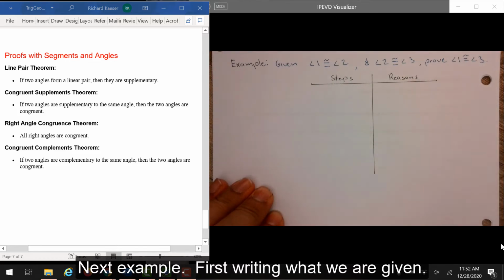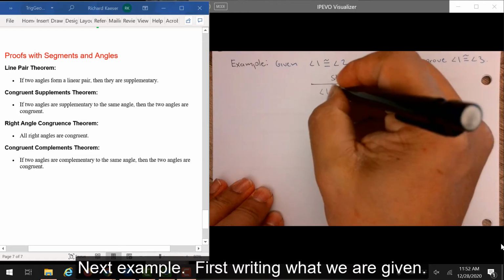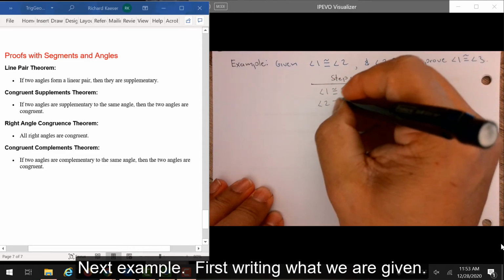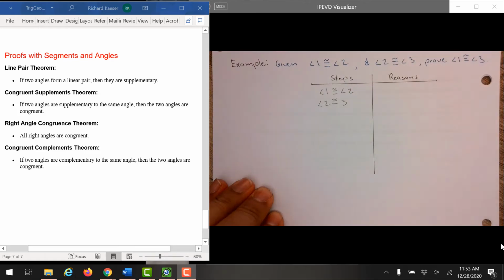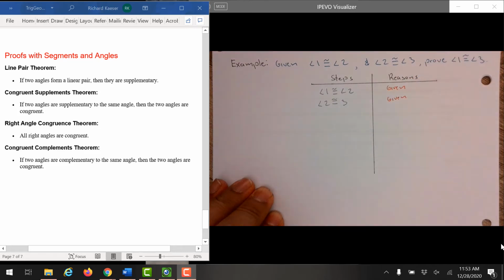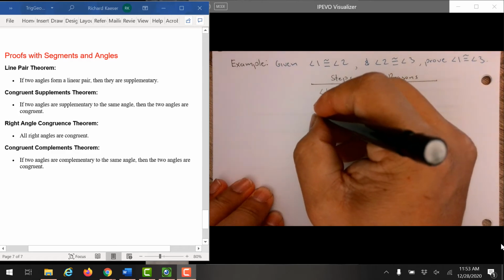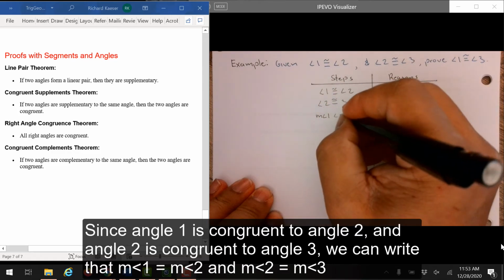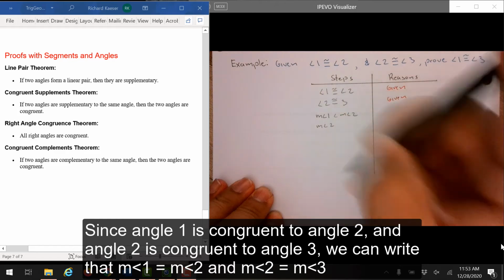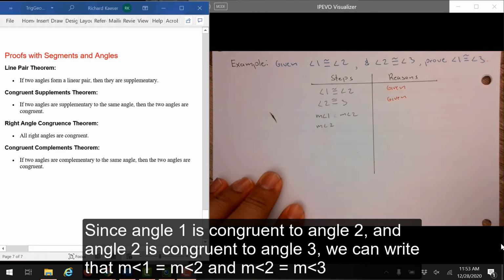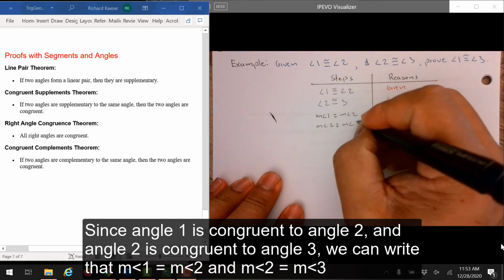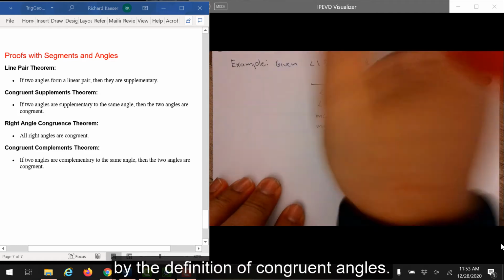Next example. First, writing what we are given. Since angle 1 is congruent to angle 2, and angle 2 is congruent to angle 3, we can write that the measure of angle 1 equals the measure of angle 2, and the measure of angle 2 is equal to the measure of angle 3. By the definition of congruent angles.